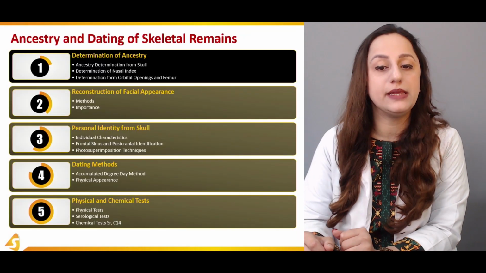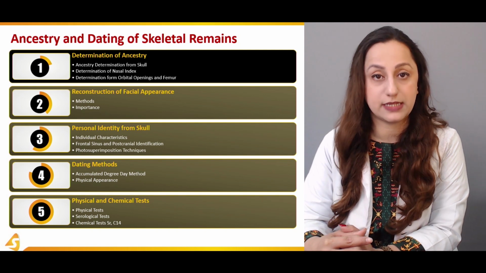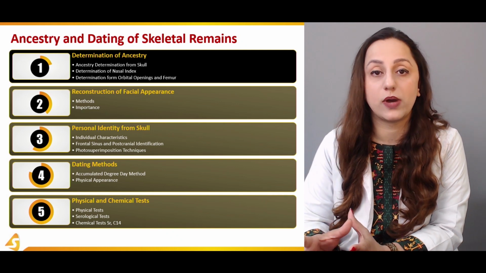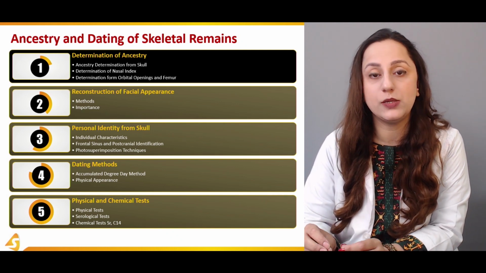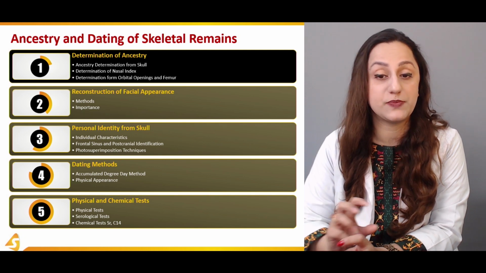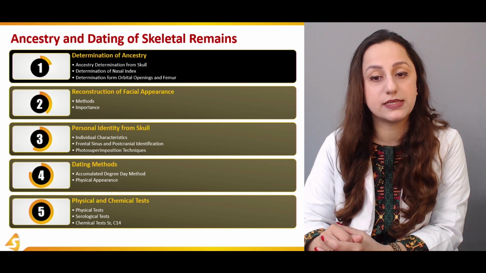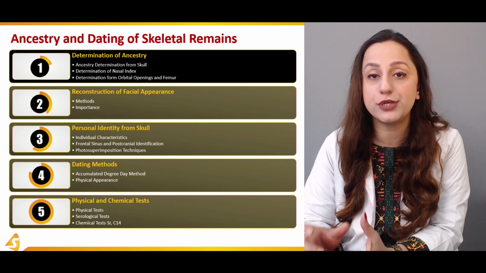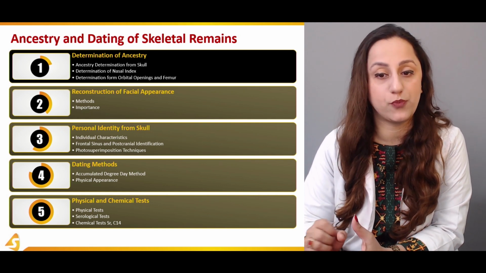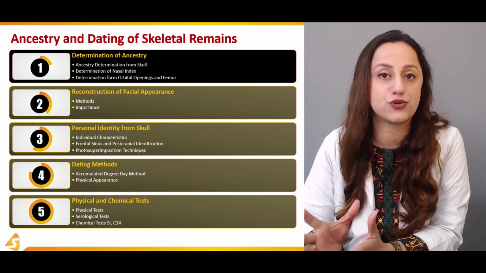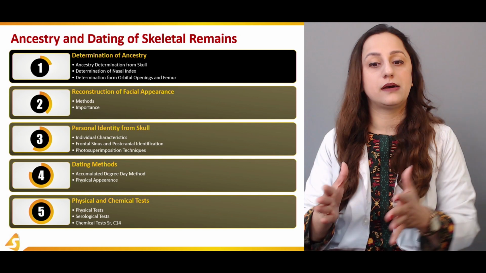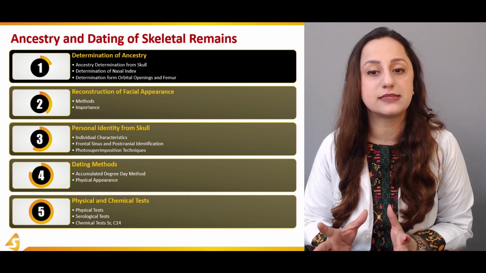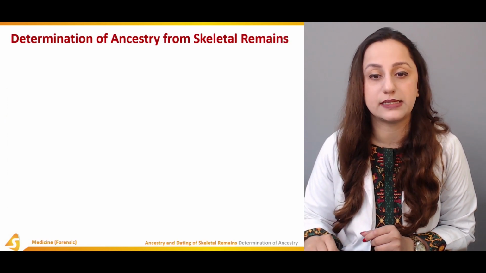Now, in this section, we'll be dealing with the ancestry determination from the skull. The skull and the facial appearances are, of course, the mainstay whenever we want to identify anyone, but in this section we'll be dealing with ancestry with special importance. The determination of the nasal index is very important whenever we are talking about ancestry, and so is the determination from the orbital openings and the femur. We have three ancestral groups, and they have their own significant orbital openings, nasal indices, and femoral indices as well. So that is the mainstay for this section, and we'll be discussing that in detail.